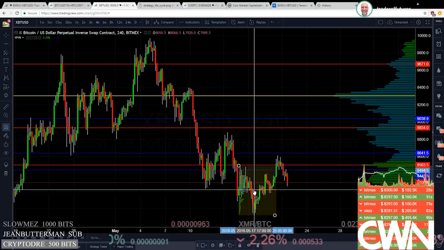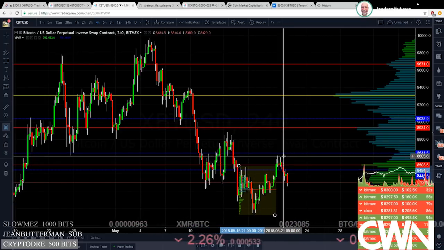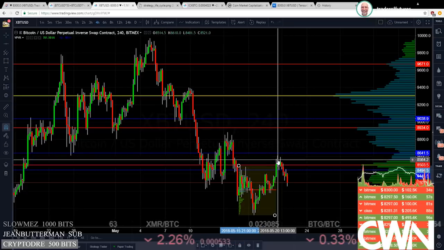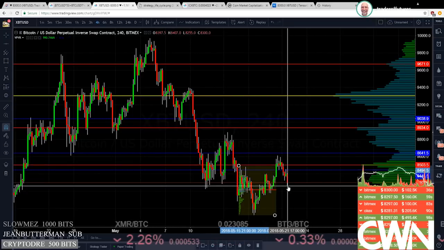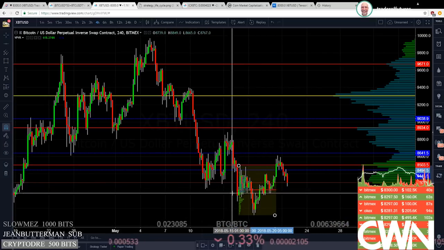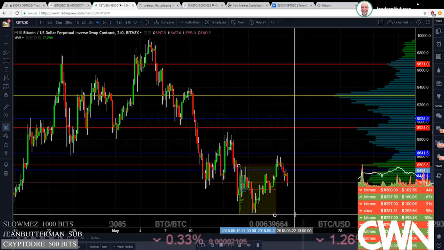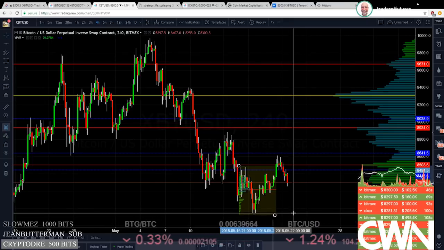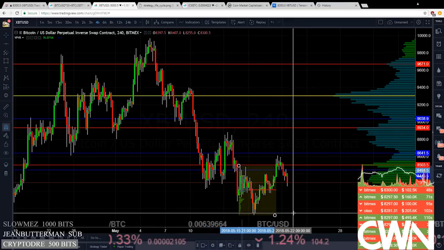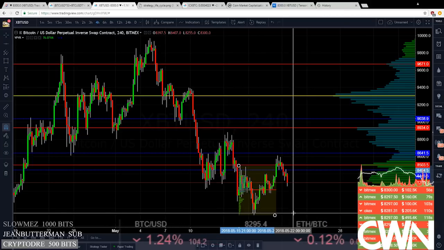So the setup could be that you wait for this balance to happen, and then take a short at either the upper extent or at the POC of this satellite balance, and use the POC of the bigger balance, the daddy balance, as maybe your first target, and then your second target being the extreme down below. It's just an idea.